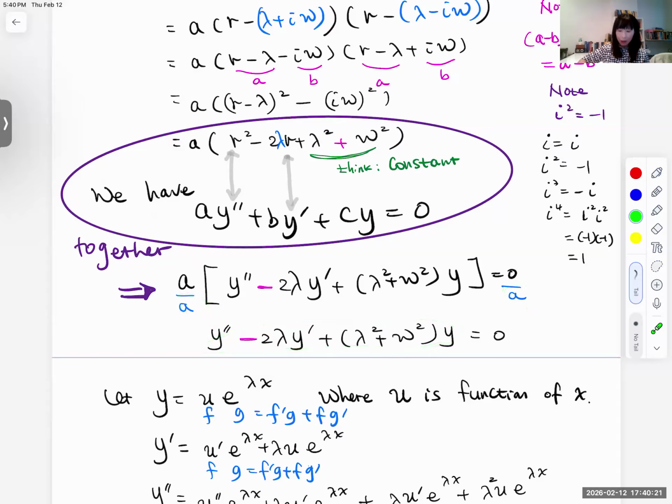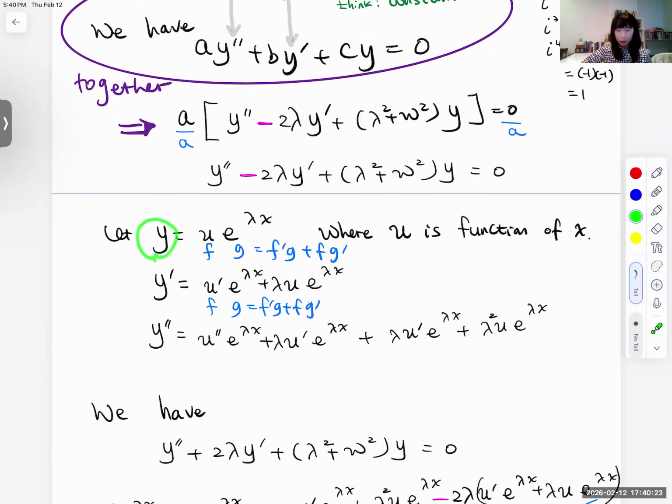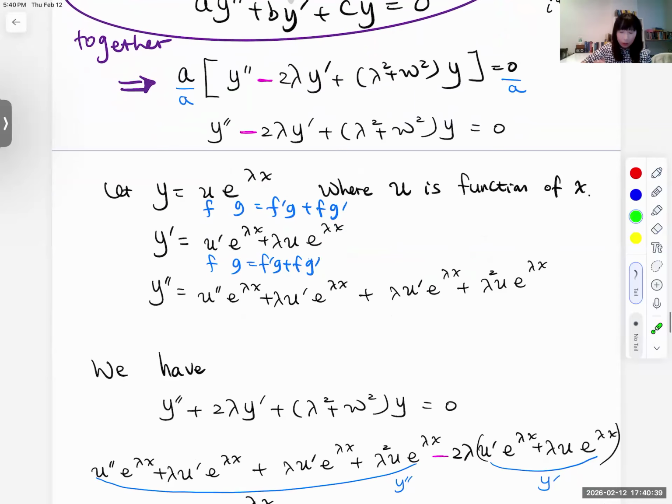Okay, good. Now, let y equal to u times e to the lambda x, where u equals a function of x, like earlier, we had u e to the negative R x, yeah? Okay, now we take the derivative, then product rule, right? Because u is a function of x. So u prime, that's the f prime, keep the g plus f g prime.